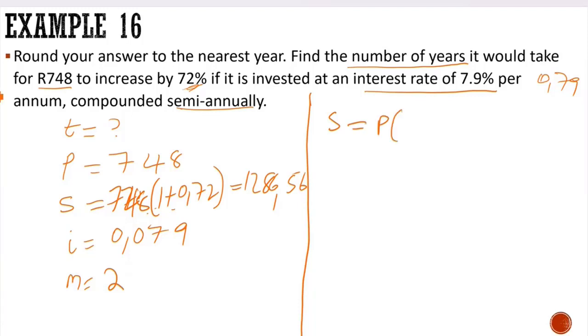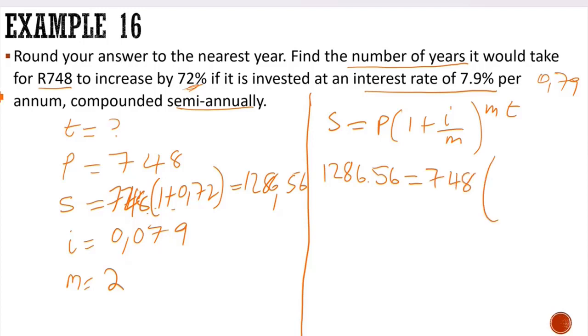So similar process, your S is equal to P into 1 plus I over M, to the power MT. What is your S? 1286,56 is equal to, your P here is 748 into 1 plus, what is your interest rate? It is 0. This is incorrect, guys. I just wanted to highlight the common error. 0.79 divided by, what is our M? Your M is 2. You don't know your T, so you're going to have 2T.